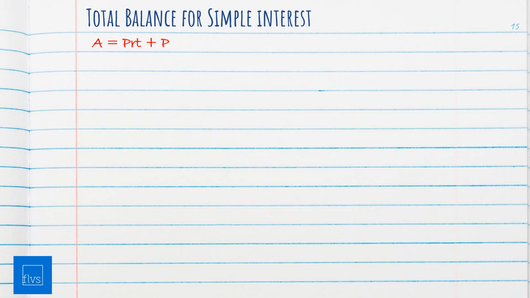Now let's take a look at total balance for simple interest. We use the formula A equals PRT plus P. So you can see here we still use that same PRT. So that's the amount of interest plus the starting value. A is the total balance. We know what P, R, and T represent.